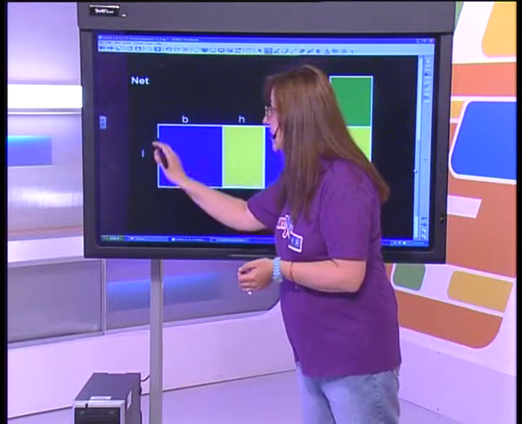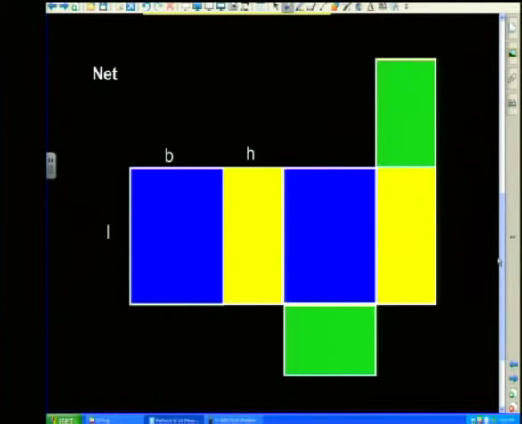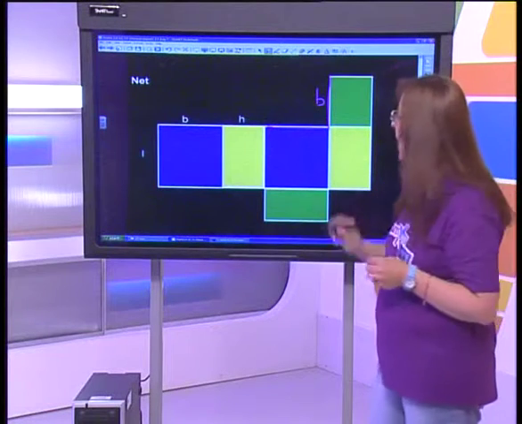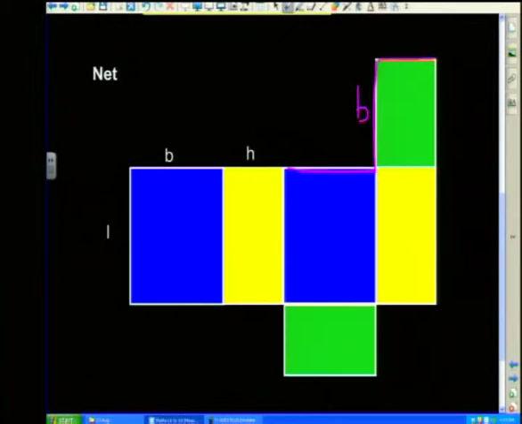My length of my shape is still here. I've got the breadth and then the height. So this is the breadth. Now, what does this green piece actually represent? That part of the shape, this part here, fits in there, so this is the breadth of the shape. And this part here is going to connect with that part there. Right, that part there is going to connect with that part there. So that becomes the height.